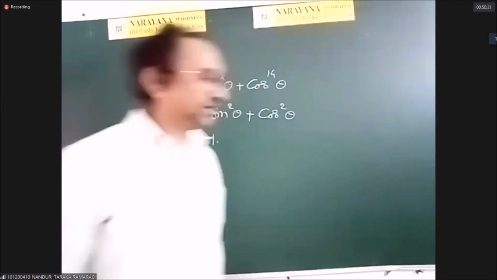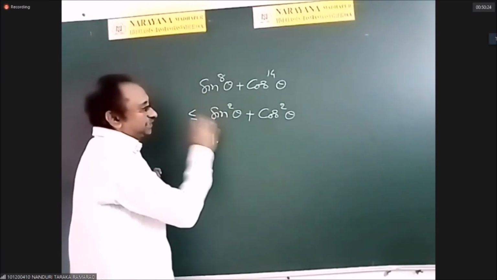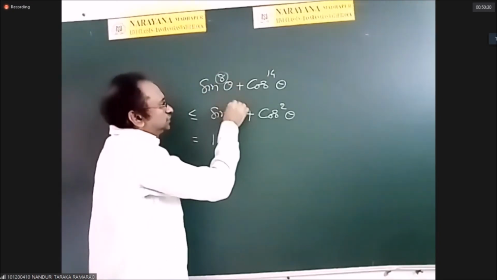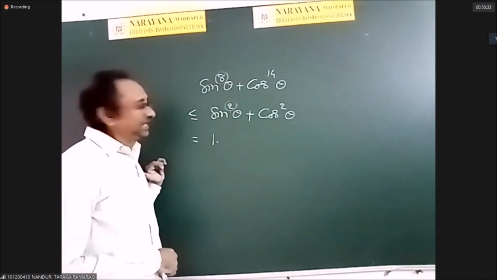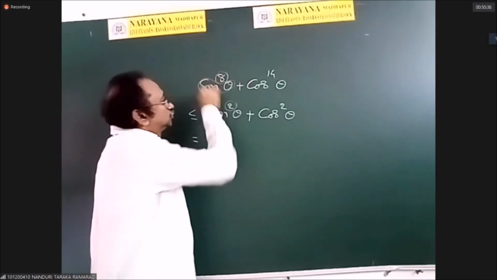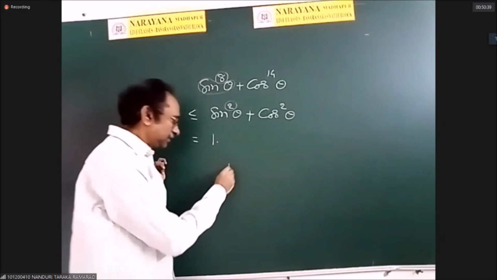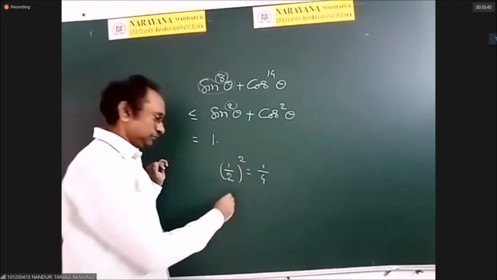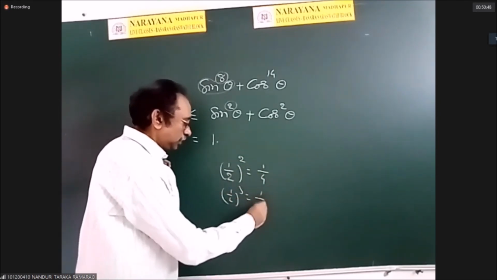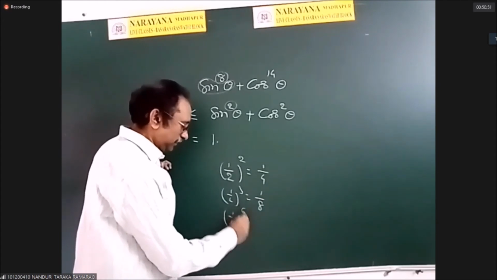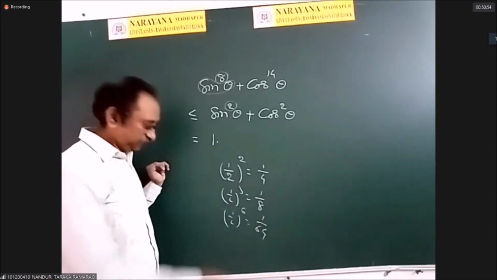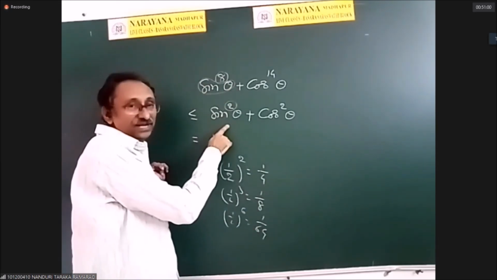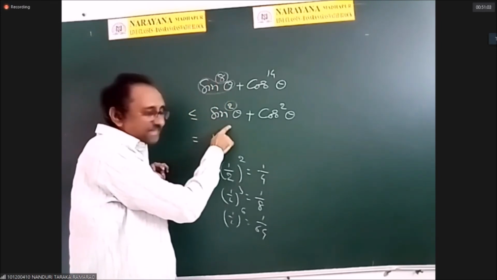Okay, see the interesting result here. Sine power 8 theta is less than or equal to sine square theta. Sir, how can you say that? This power is more than this power. That's why I'm saying less than or equal to, because these values are proper fractions. If there is a proper fraction and you raise the power, the value decreases. So 1 by 2 whole cube is 1 by 8, 1 by 2 whole power 6 is 1 by 64. So more the power, value will be less. Therefore, sine power 8 is less than sine square.